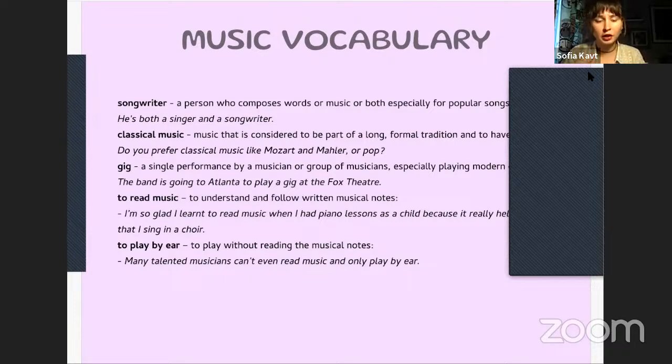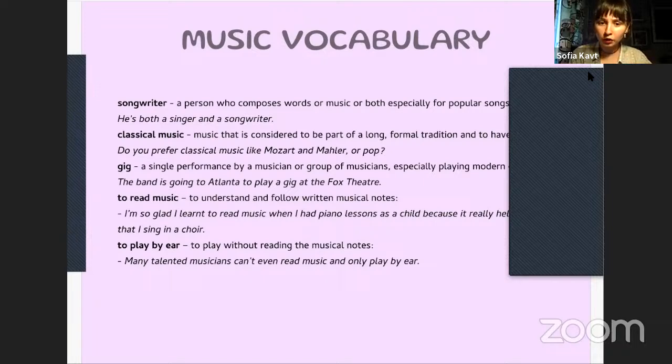The actual term is classical music, so this shouldn't be confused. Okay, next we have a gig. So a gig is like a concert, but a concert of only one musician or group, not several different musicians or groups. So when talking about this kind of event, it's better to use the word gig rather than concert. It is more natural than that.